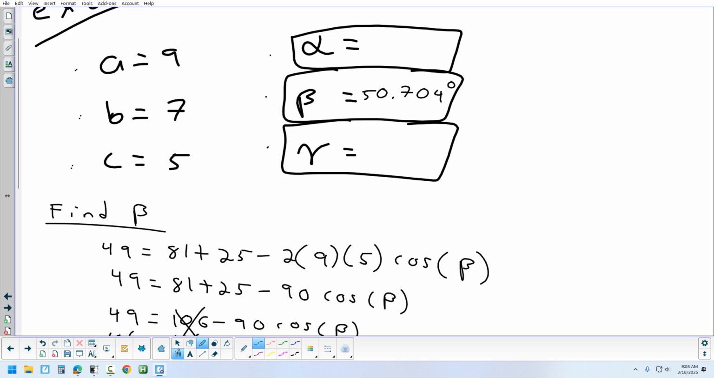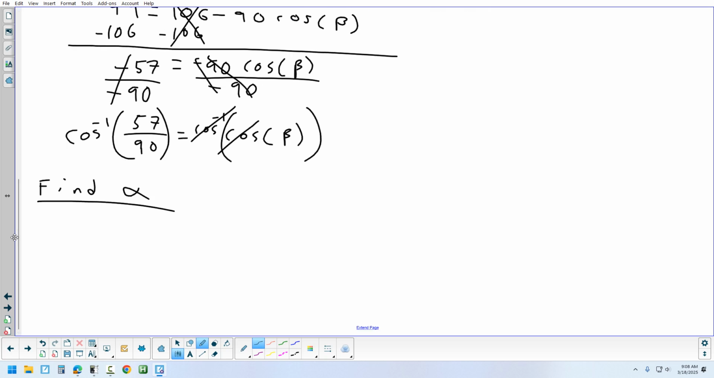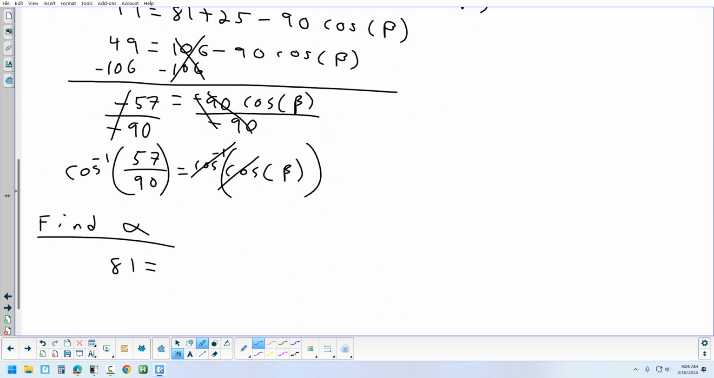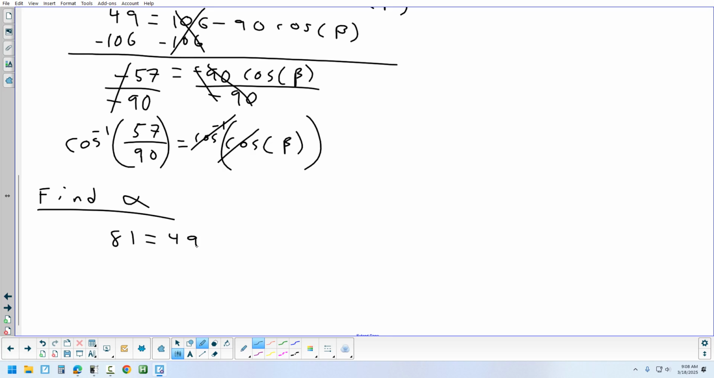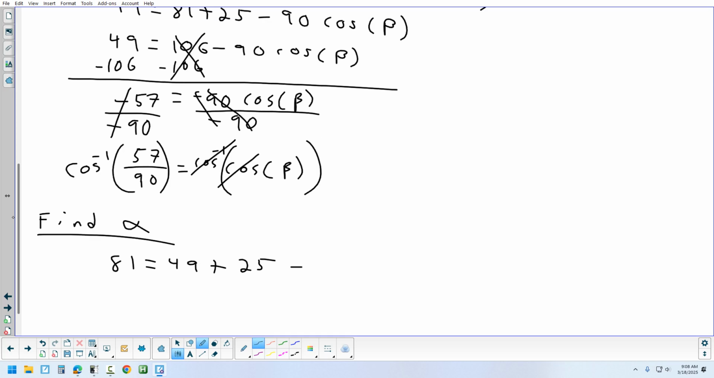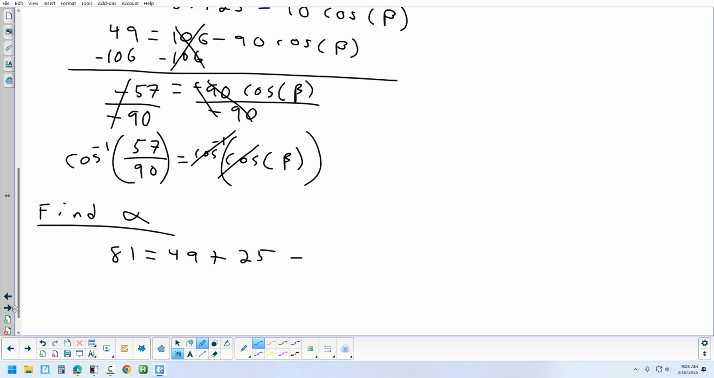Yep. Let's get alpha now. Okay, so now let's get alpha. And how does the law of cosines start out for alpha? Yeah, go ahead, Jeff. A squared equals B squared plus C squared minus 2BC, so 2 times 5 times 7. So 70 times cosine alpha.